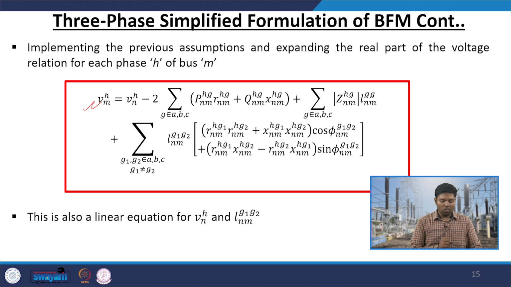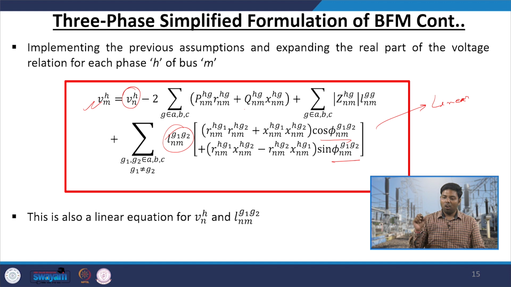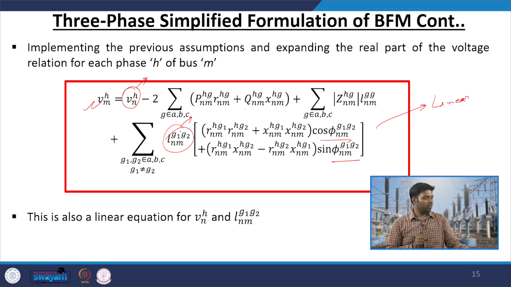These terms are constant. This is also a linear equation if you take the voltage and current values as variables, not V square or I square as the variable. We will take small v and small l as the variable. So, this equation will be linear for variables small v and small l.